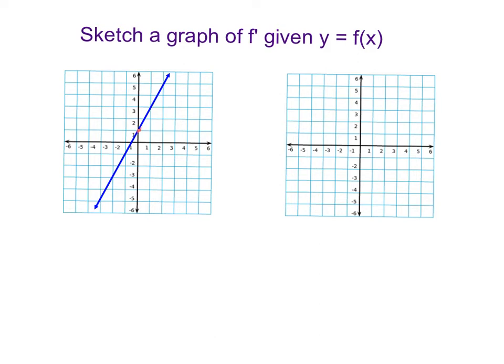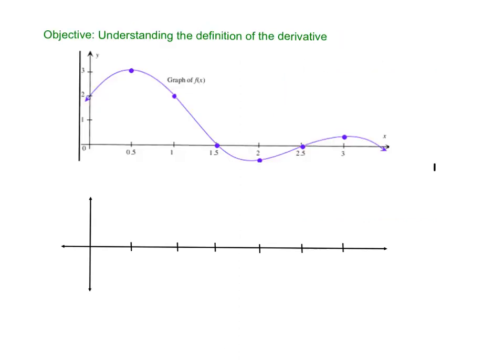Well, I got that point. It looks like the slope is 2. So at x equals 0, what's the slope? 2. At x equals 1, what's the slope? 2. At x equals negative 1, what's the slope? 2. So the graph of the slope of a line is a horizontal line. That's it, okay?